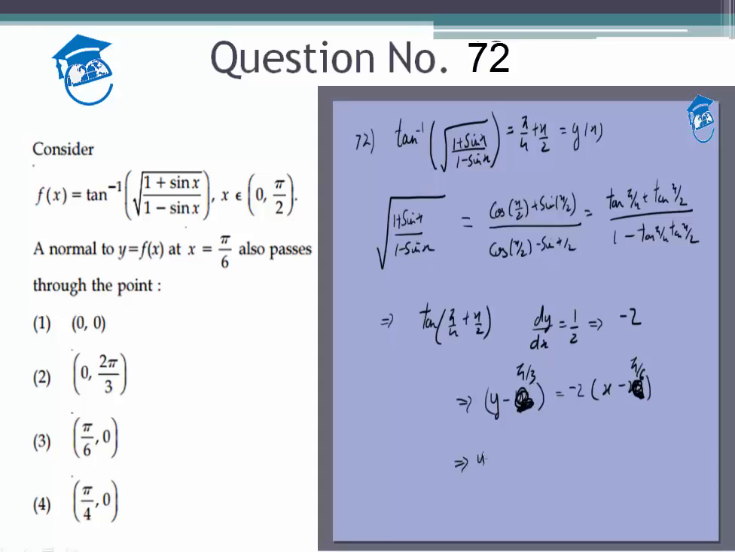So this comes out to be y plus 2x is equal to, this is positive pi by 3 and this is positive pi by 3, so 2 pi by 3. And you can just put in the 4 options and see which one of these is valid. 0, 0 is obviously not valid. If x is 0, y is 2 pi by 3, so option 2 is correct. If y is 0, x is pi by 3, which is not any of the other options, 3 or 4. So the answer will simply be option 2.